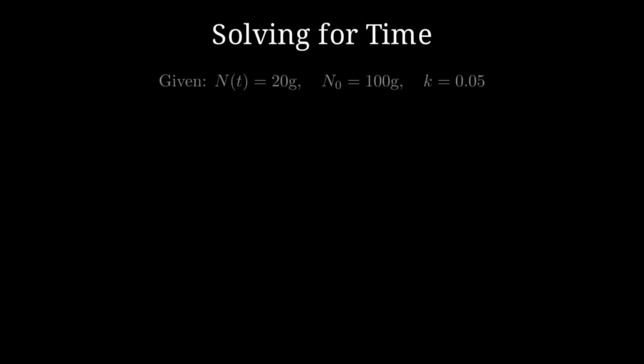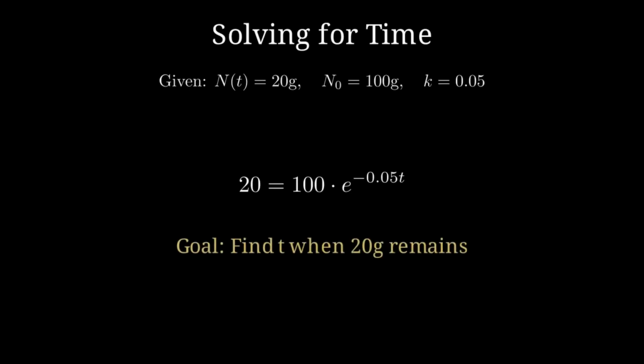Often, we need to work backward to find time. If we start with 100 grams, how long until only 20 grams remain? We set our equation to 20 equals 100 times e to the power of negative 0.05t. To solve for t, we must isolate the exponential term and then use logarithms to unlock the exponent.